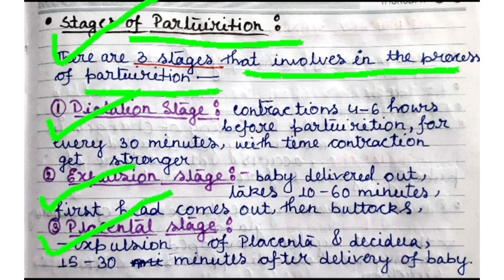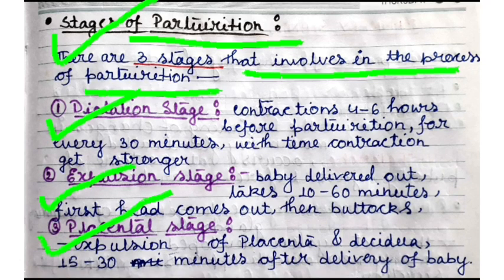In the dilation stage, at the time of parturition, the uterus begins to contract about 4 to 6 hours before the parturition begins, and this contraction occurs every 30 minutes. As time passes, the contractions become stronger and begin to occur more frequently, and the amniotic sac ruptures and the amniotic fluid comes out. The head of the baby puts pressure on the cervical mucosa, so the uterus, cervix and vagina dilate, so the baby is able to come out.